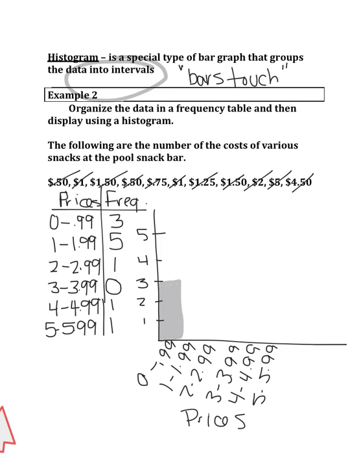And then for $1 to $1.99, we go all the way up to 5. And again, the bars are touching. And as neat as you can. I'm obviously working rather quickly here, but then for $2 to $2.99, we are only at 1.